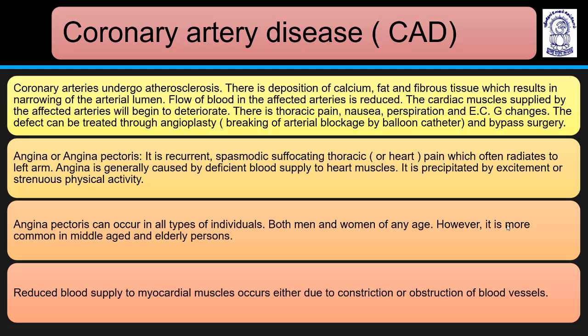Reduced blood supply to myocardial muscles occurs either due to constriction or obstruction of blood vessels, as we have already discussed. The reduction in the volume of supply to the coronary walls also decreases the percentage saturation of oxygen in the blood, which may lead to other effects.